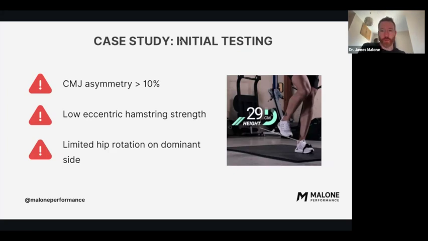So let's say if we do some single leg counter movement jump type work, we see that there's obviously a discrepancy between left and right. So that's obviously a red flag. Secondly, you might see for this player that they're struggling, particularly with the hamstring strength. So maybe the eccentric strength is down compared to what they're used to. And lastly, there's a mobility issue as well, where we have some limited rotation, particularly on the dominant side with their hip. So to have all three of these at once can be a bit of a nightmare because there's different things you have to unpack. But sometimes these things can also be linked together as well that cause the issues.